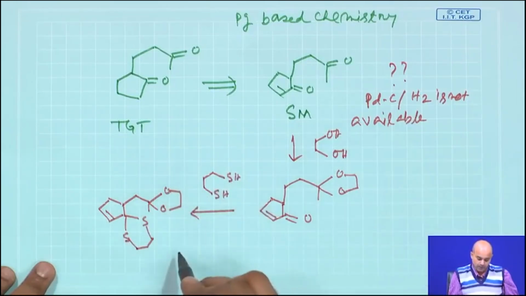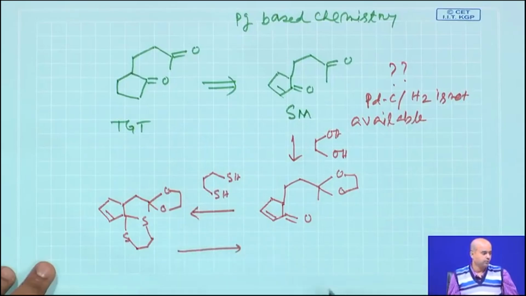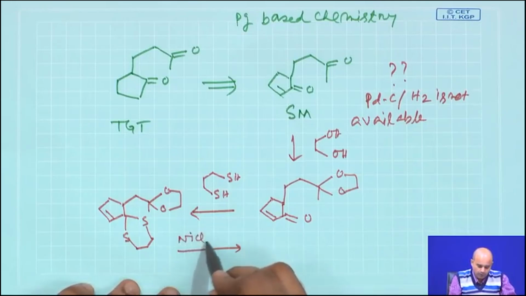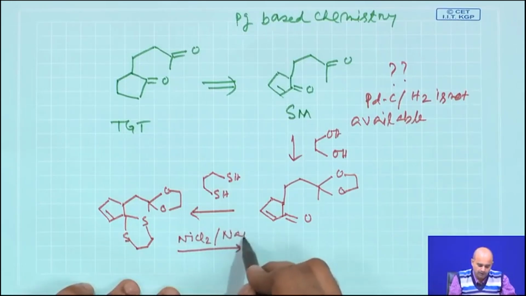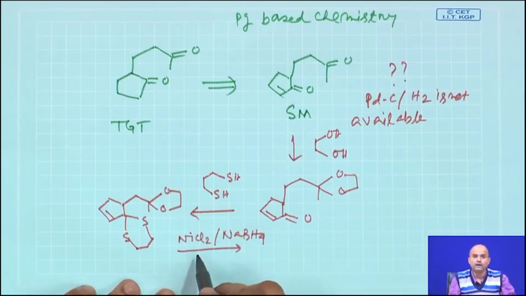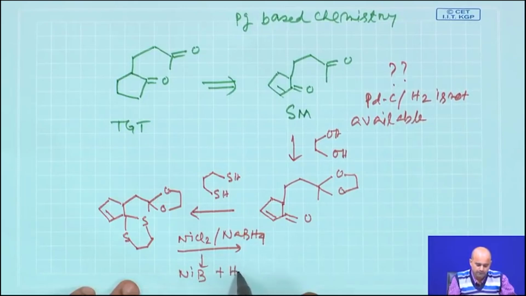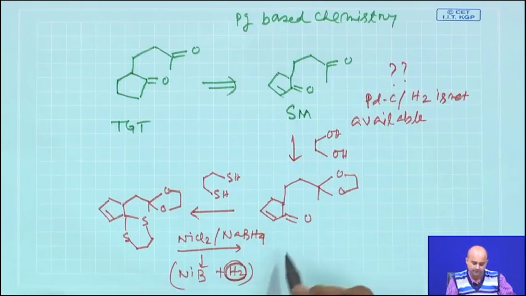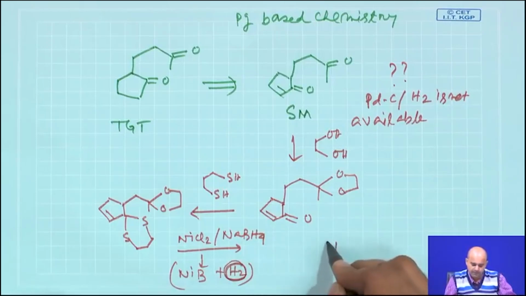Now, you have this double bond which remains free, and both the ketone groups have been protected. Now, I say that palladium charcoal is not available to you. The best way you can do this reaction is if you have nickel chloride and sodium borohydride in your lab. Now, the combination of nickel chloride and sodium borohydride basically gives you nickel boride and hydrogen gas. Nickel boride is a nice black nanoparticle, a blackish material, and hydrogen will be evolved in this reaction from sodium borohydride, and this reaction can be carried out very nicely.